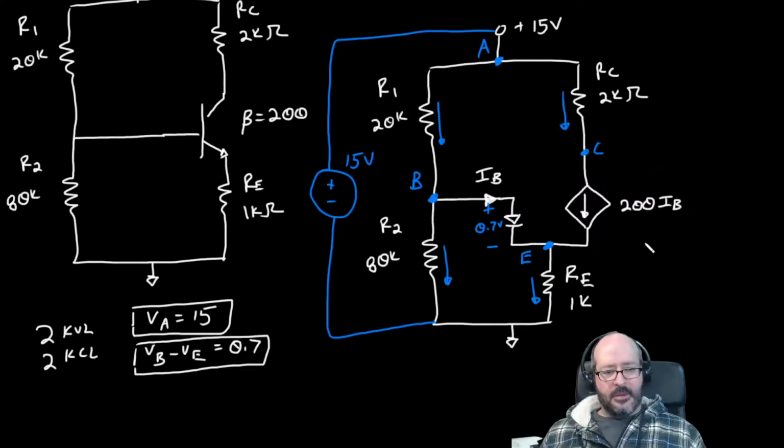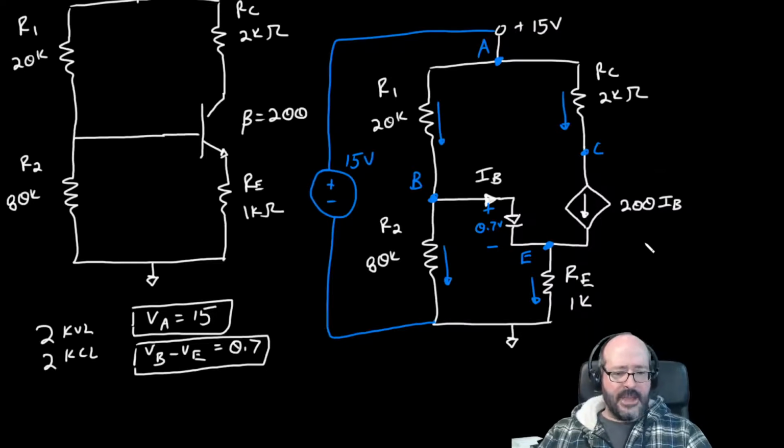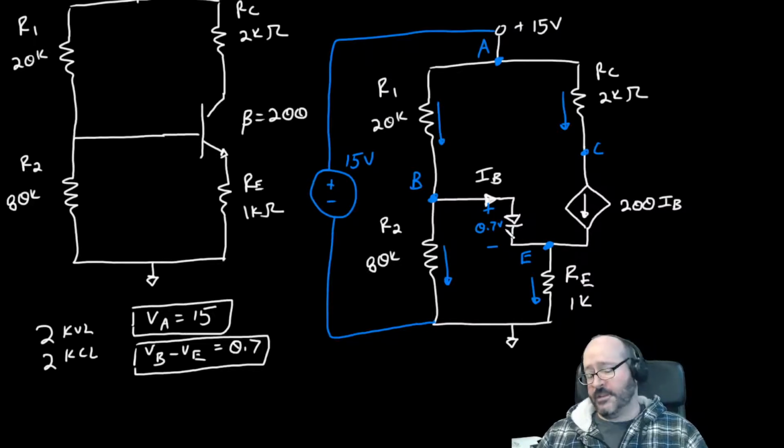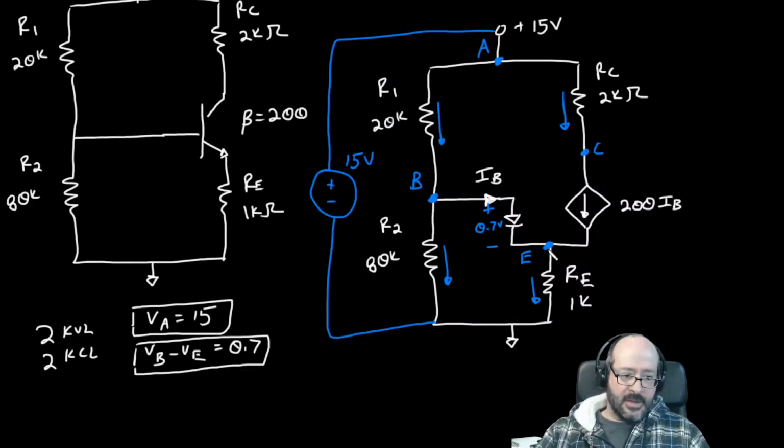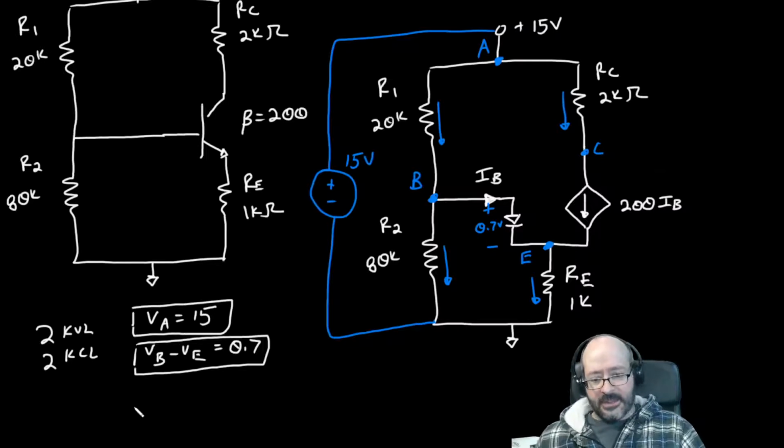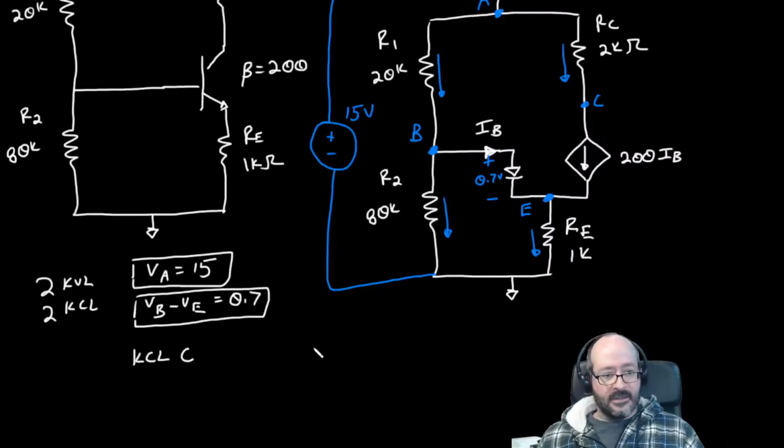Now I have to write 2 KCLs, and I have to pick where they are carefully. A is connected to a voltage supply, so I'm not going to write that one. So is ground. I'm not going to write that one. B is connected to what I'm treating as a voltage supply because it's 0.7 volts. So I'm not going to write that one. And the same thing with E. So that leaves me with C. So let's write a KCL for C.